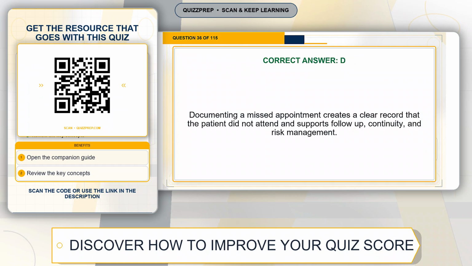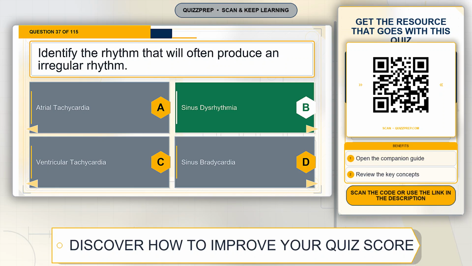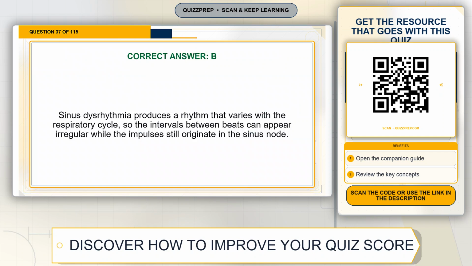risk management. Question 37. Identify the rhythm that will often produce an irregular rhythm. Option A, atrial tachycardia. Option B, sinus dysrhythmia. Option C, ventricular tachycardia. Option D, sinus bradycardia. The correct answer is option B, sinus dysrhythmia. Explanation. Sinus dysrhythmia produces a rhythm that varies with the respiratory cycle, so the intervals between beats can appear irregular while the impulses still originate in the sinus node.